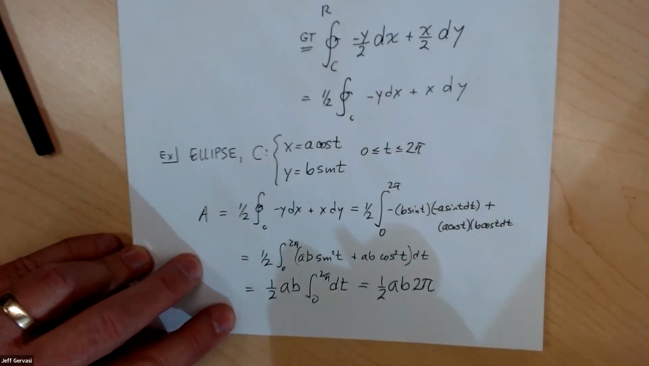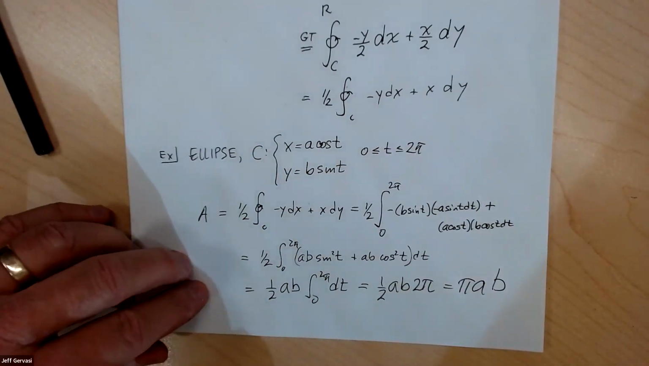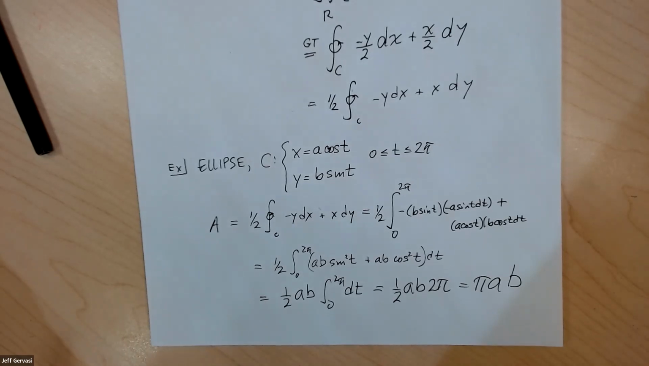So the integral is worth 2 pi. The 2's will cancel. Pi times a times b. Okay. So it's a clever way to find the area enclosed by a curve. I mean, it's not the go-to thing to find the area of a region, but I think you'll admit it's pretty clever.